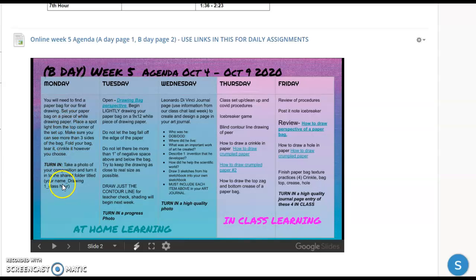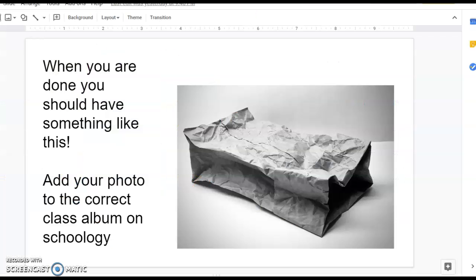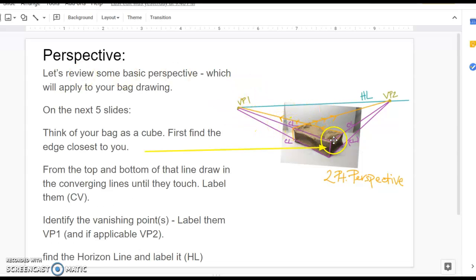So right now, I want you to go find a paper bag and start setting it up to create a still life just like this that you'll take a picture of and turn in. And on this slide, I want you to practice finding the vanishing point of this paper bag, so that when you go to draw it, you can identify, oh, that line angles up and out to the side. This one angles up and out to the side.